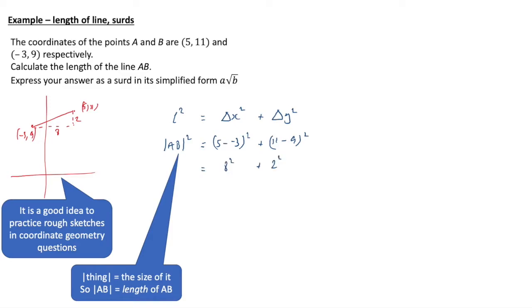We then tidy that up. 5 take away -3 is 8, so 8 squared. 11 take away 9 is 2, so that gives us 2 squared. And that gives us 64 plus 4, which is 68.